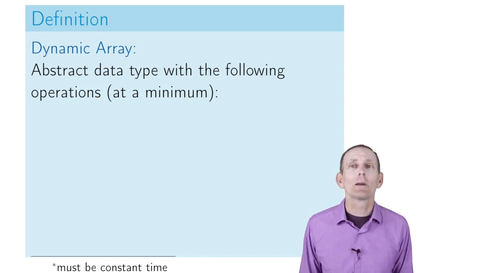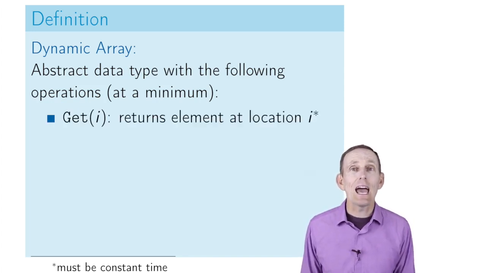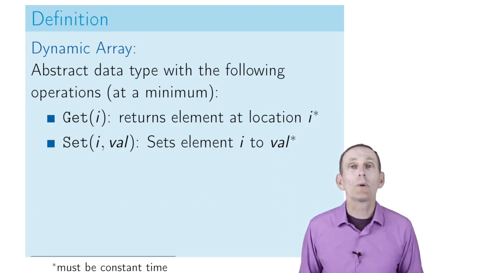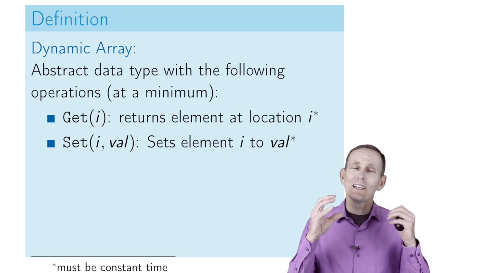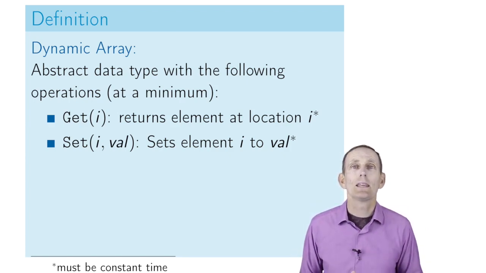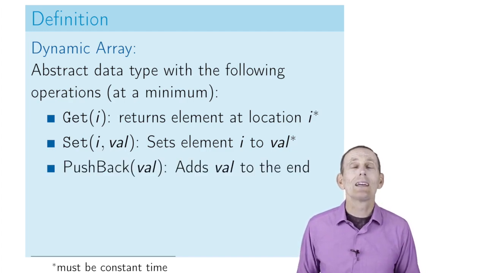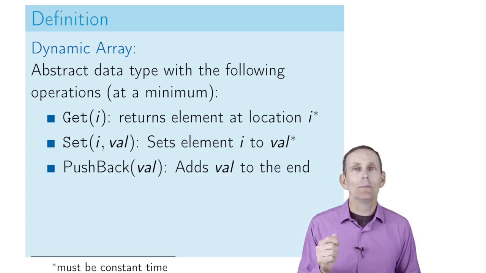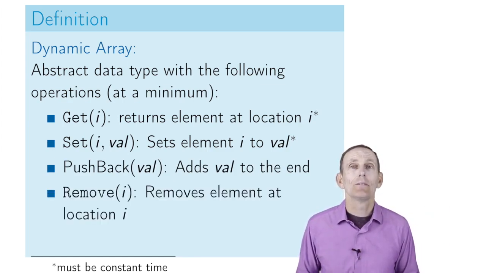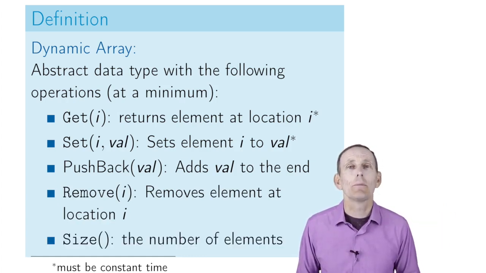So a dynamic array is an abstract data type, and basically you want it to look kind of like an array. So it has the following operations at a minimum. It has a get operation that takes an index and returns you the element at that index, and a set operation that sets an element at a particular index to a particular value. Both of those operations have to be constant time, because that's kind of what it means to be an array, is that we have random access with constant time to the elements. We can push back, so that adds a new element to the array at the end of the array. We can remove an element at a particular index, and that'll shuffle down all the succeeding ones. And finally, we can find out how many elements are in the array.